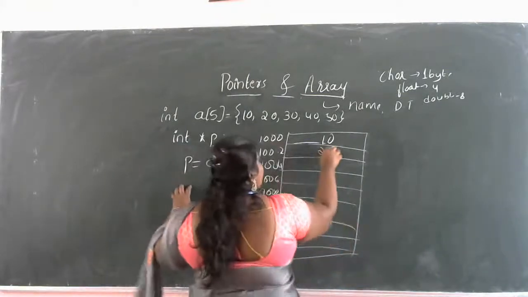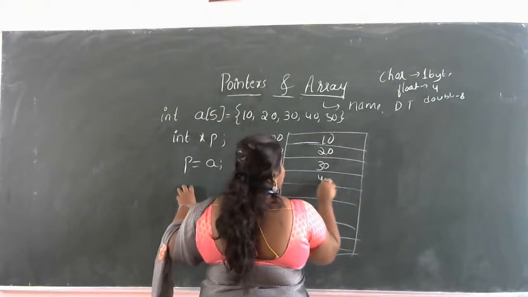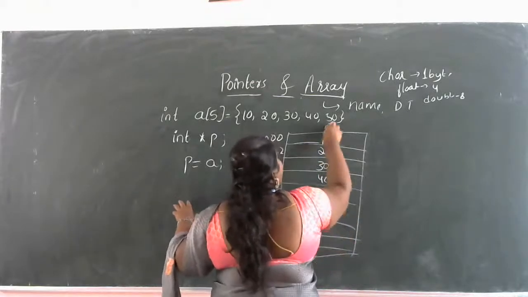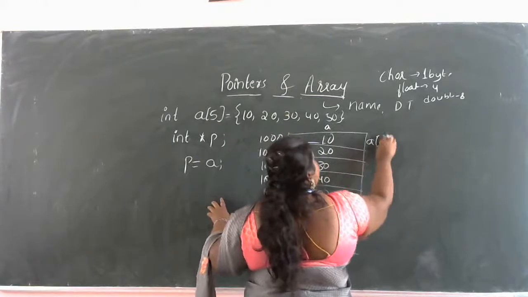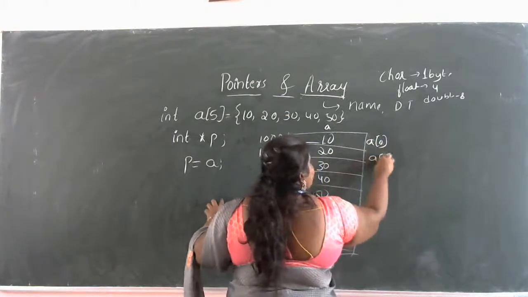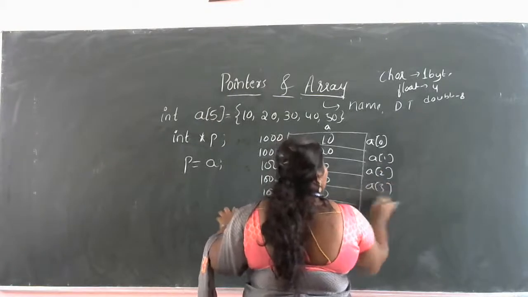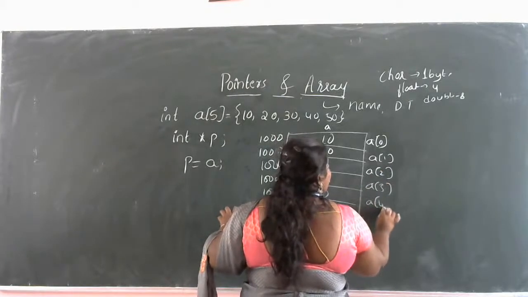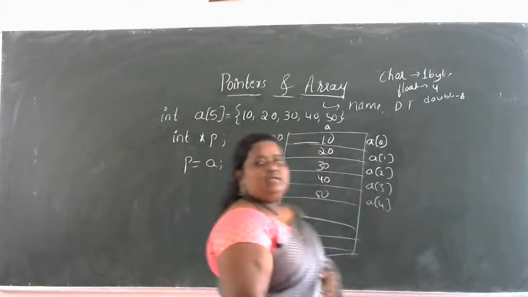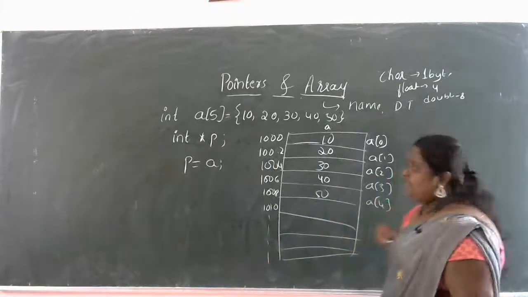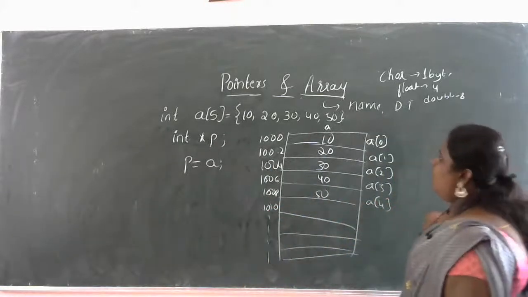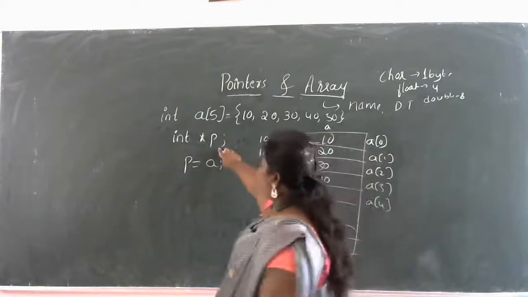Okay, 10, 20, 30, 40, 50, and the array index starts with A of 0, A of 1, A of 2, A of 3, and ends with A of n minus 1. That is, 0 to n minus 1. Okay. Next, you are considering a pointer variable.